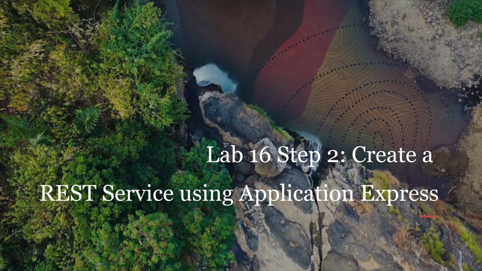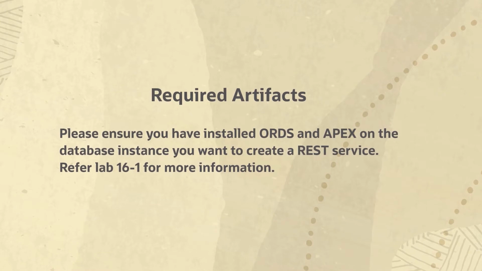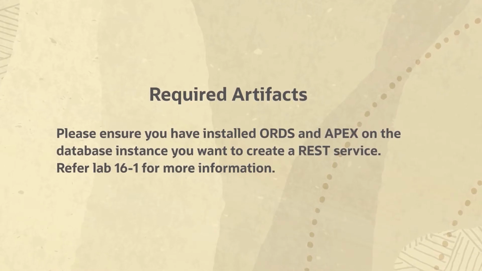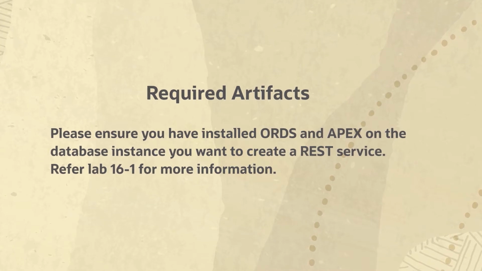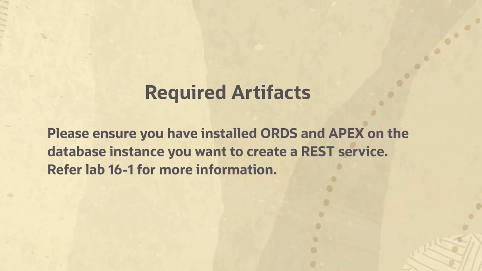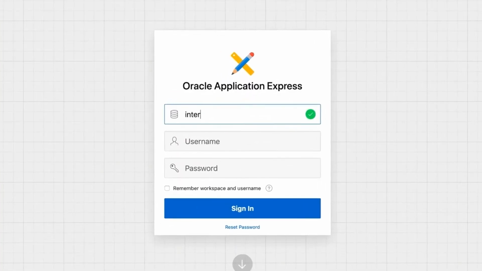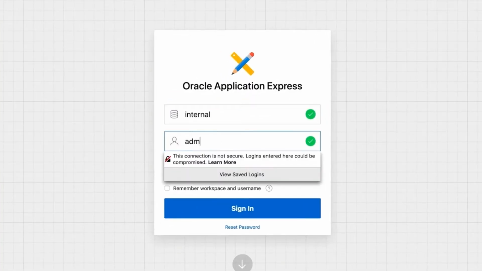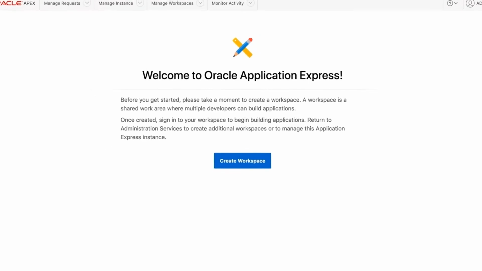We are now on Lab 16-2, creating a REST service. Go ahead and log into your Apex app. The link to connect to your Apex app is found in the documentation. You are going to need the public IP address of the ORD server that you created in the previous step in the lab. Your workspace is going to be internal, your user is going to be admin, and the password is going to be the same password we used while running the Terraform script.